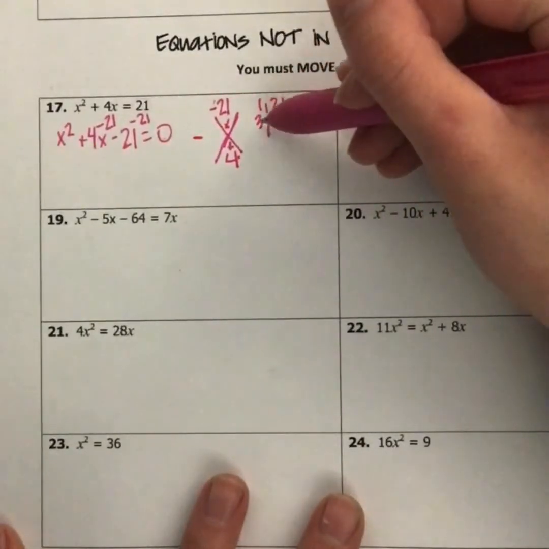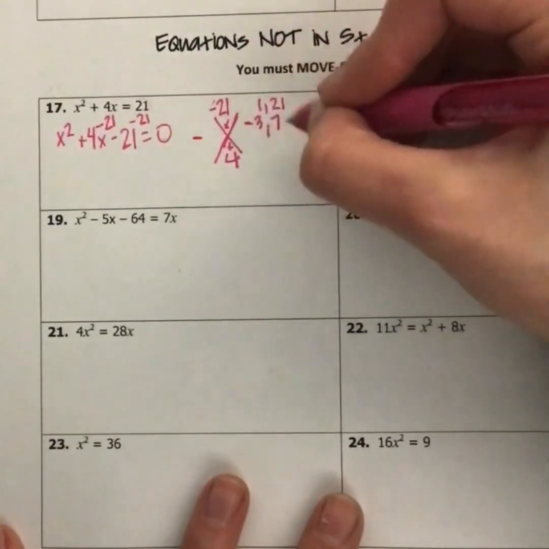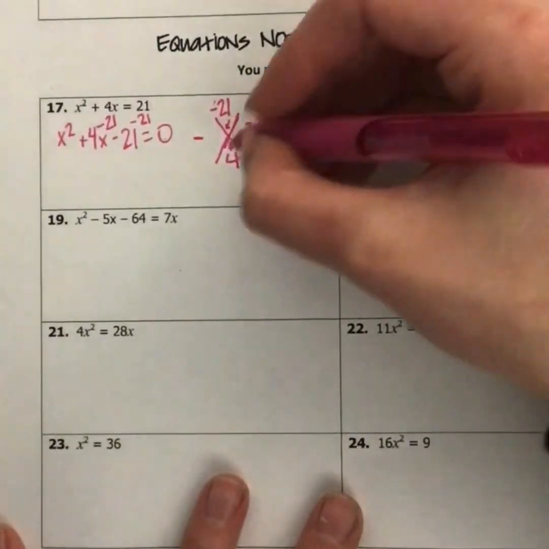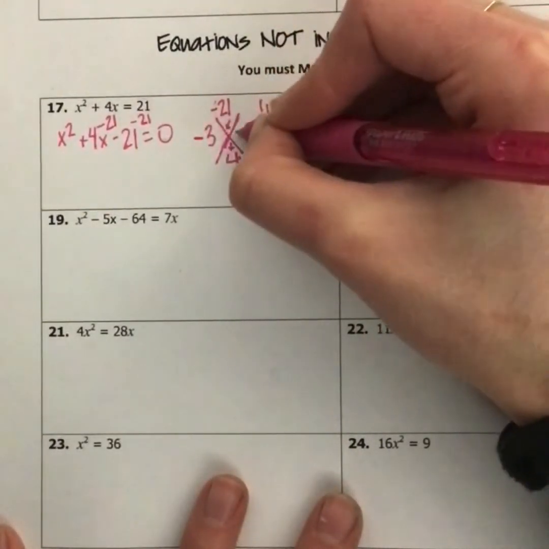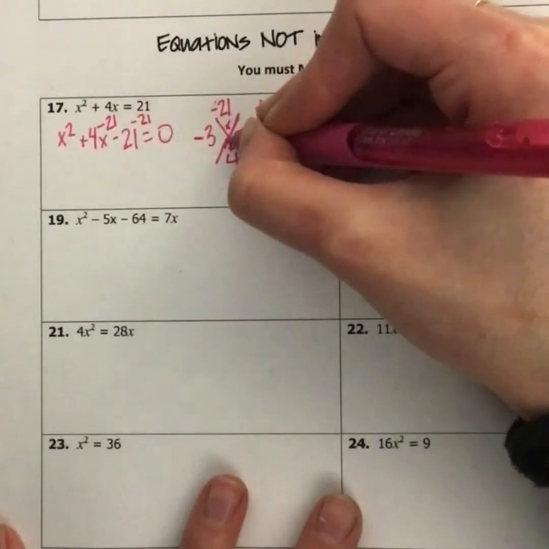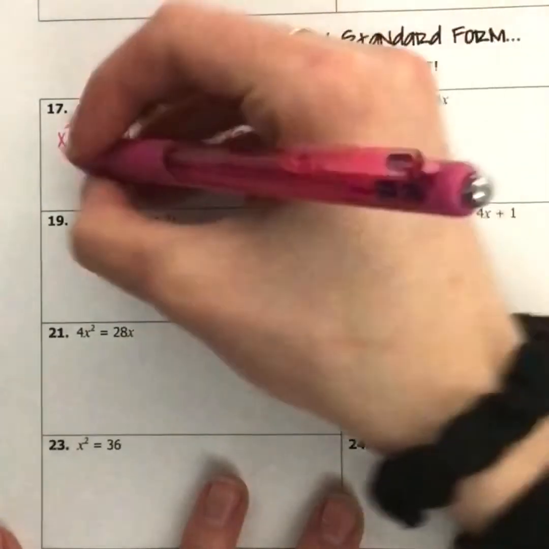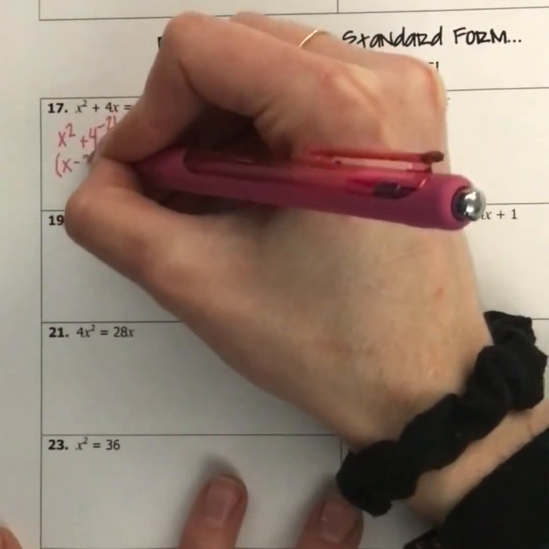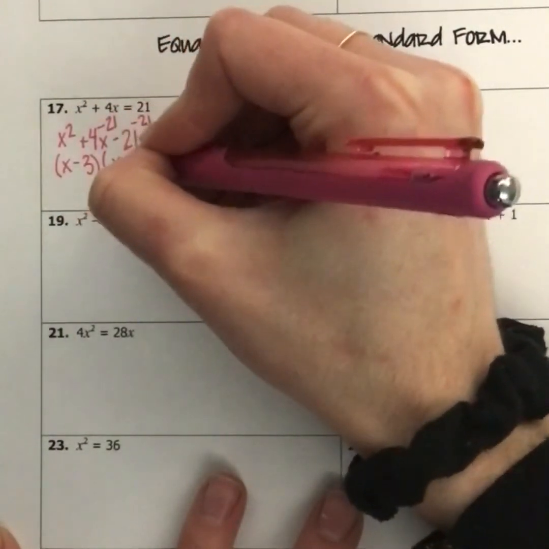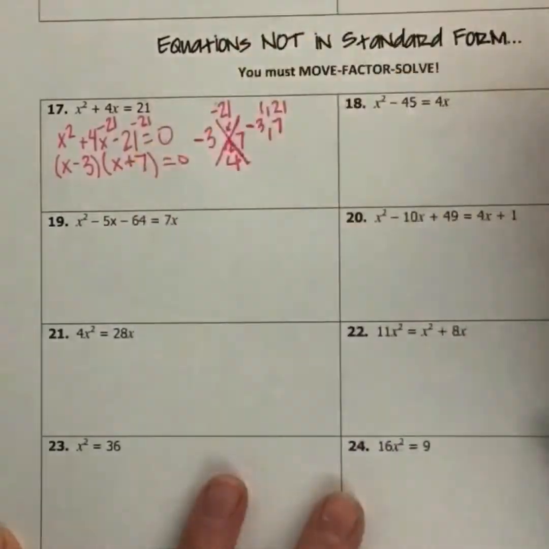Now, some of you have probably already noticed that 3 and 7 have a difference of 4, and since one of them needs to be negative, I know that it needs to be the 3 because my 4 is positive. All right, so we've got our 2 factors. We'll take x minus 3 times x plus 7 equals 0.